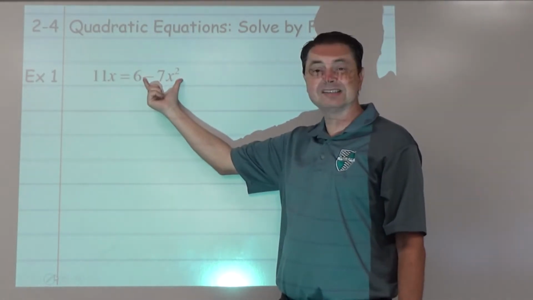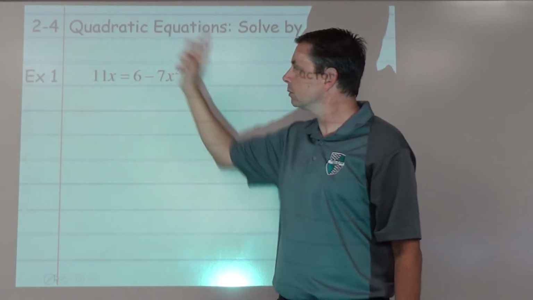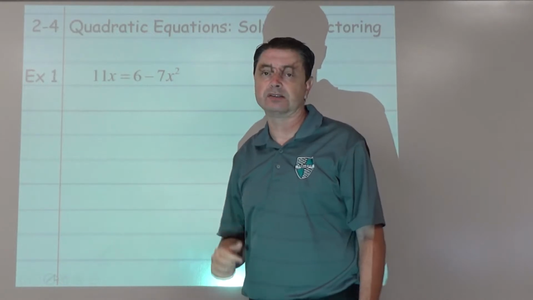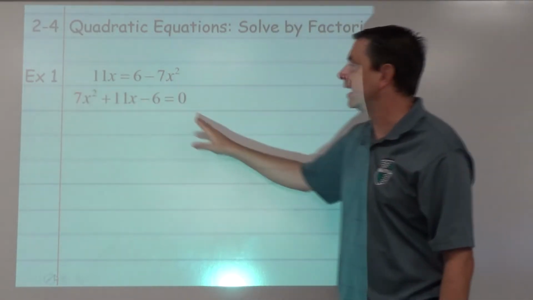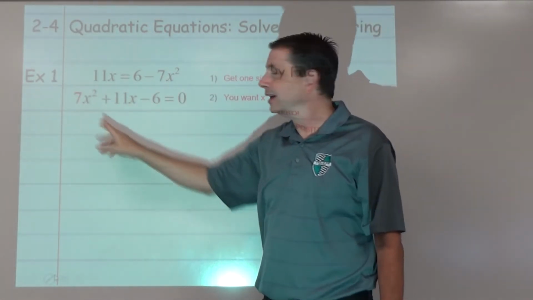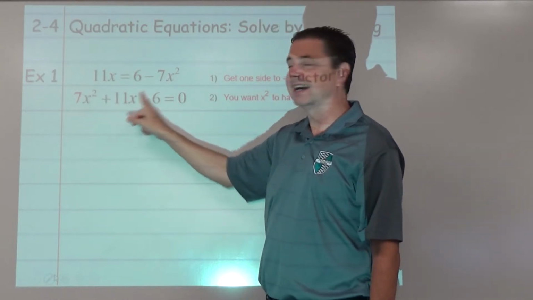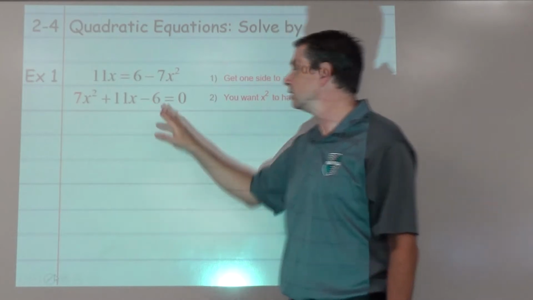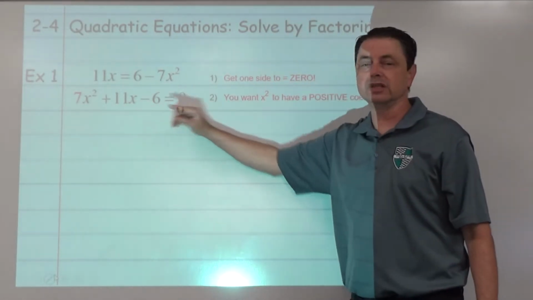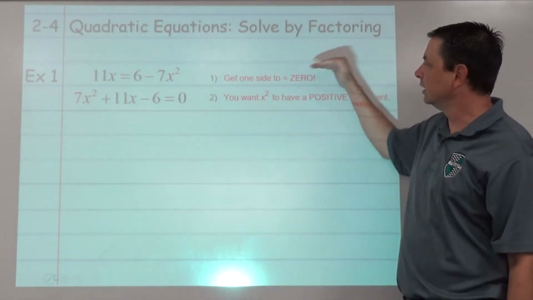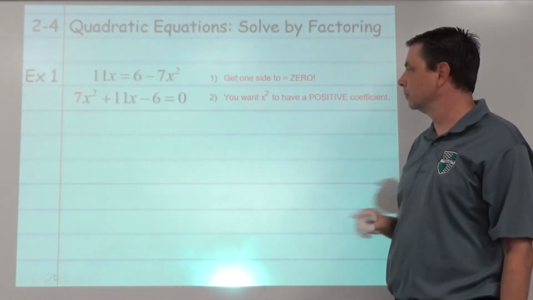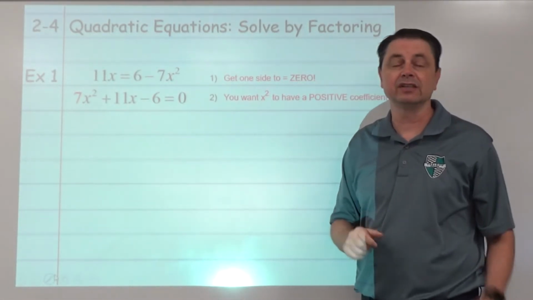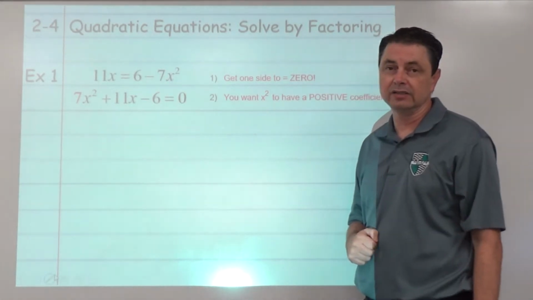So we're going to add a 7x squared to both sides, and then to get rid of the 6, we're going to subtract 6 on both sides. Make sure when we do that, we put it in the correct order: ax squared plus bx plus c. So x squareds, then x's, then constant. Make sure we don't lose the equal sign, equals 0. So we want to get one side equal to 0. We really like the x squared term to be positive. It makes the factoring a lot easier.